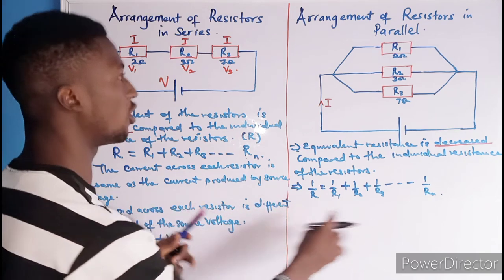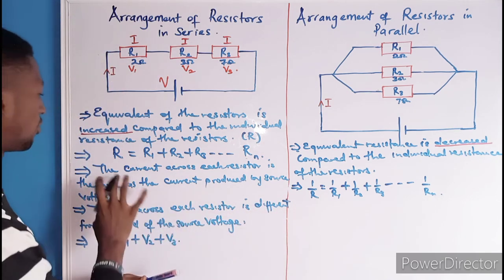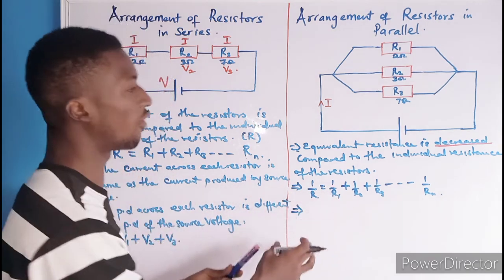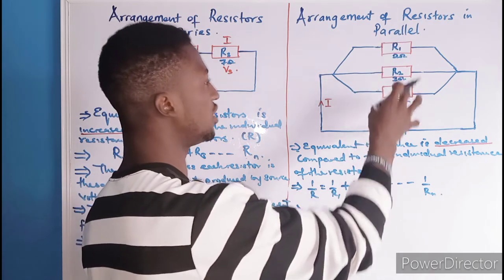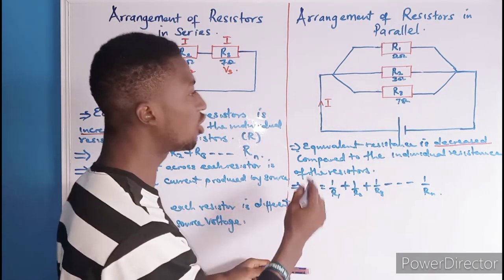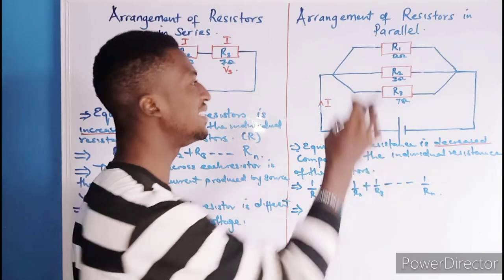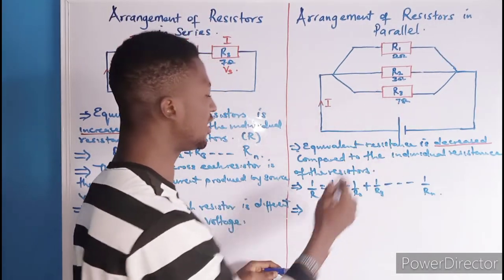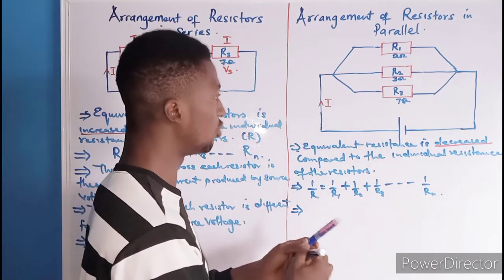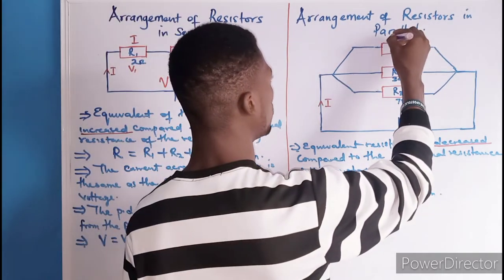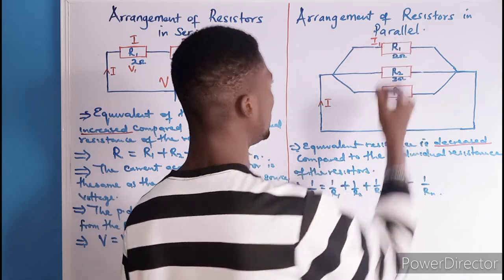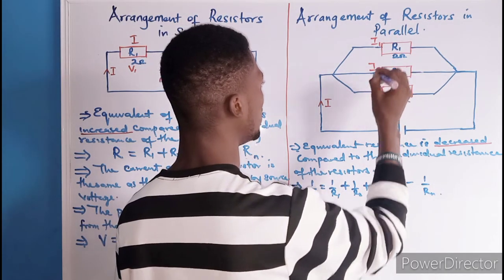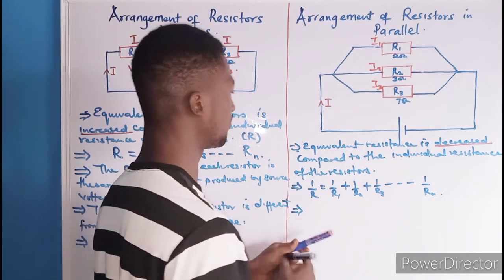Now let's go back to the case of arrangement of resistors in parallel. We take the opposite of what we've done here on the other side. When it comes to current in resistors arranged in parallel, the current is different from the current produced by the source voltage. So the current here will be different. I can just say this one is my I1, this is my I2 and this is my I3.